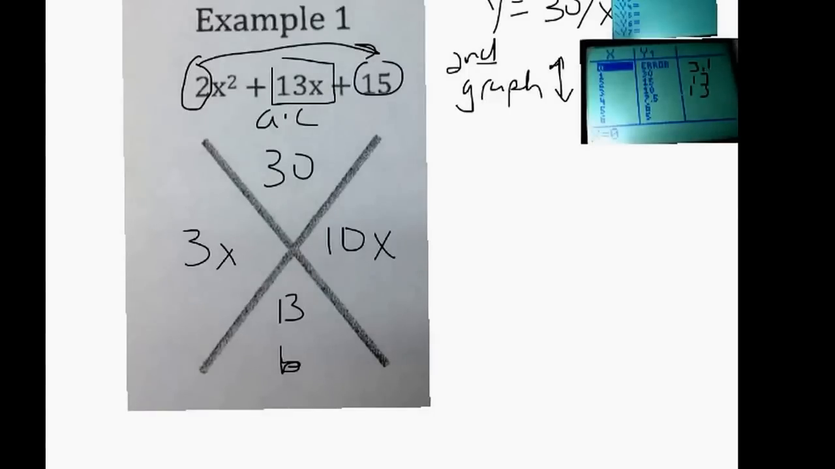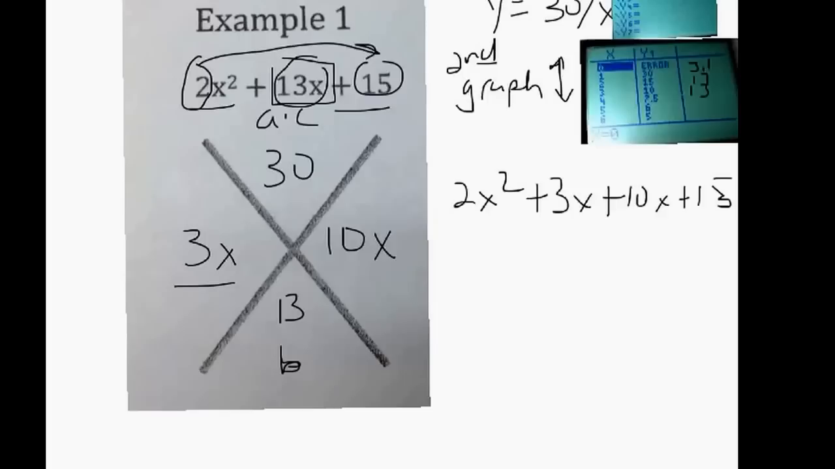So when we write this out, we'll start back over at the beginning. 2x squared plus 3x plus 10x, and we'll finish with plus 15. Okay, so really all we've done is split this 13x into 3x plus 10x. Then we're going to group these two, and we're going to group these two. What's the GCF of 2x squared plus 3x?